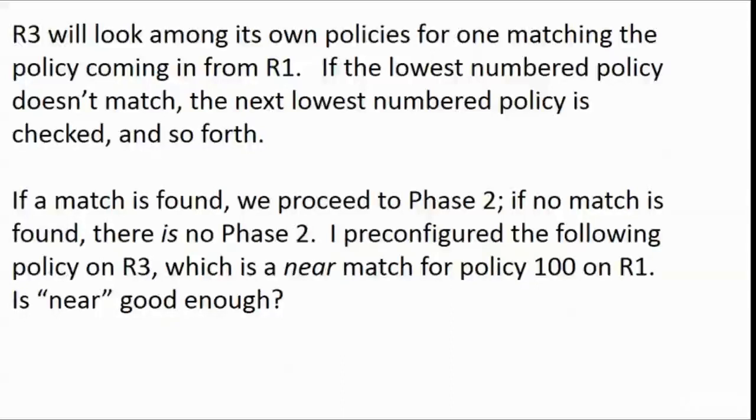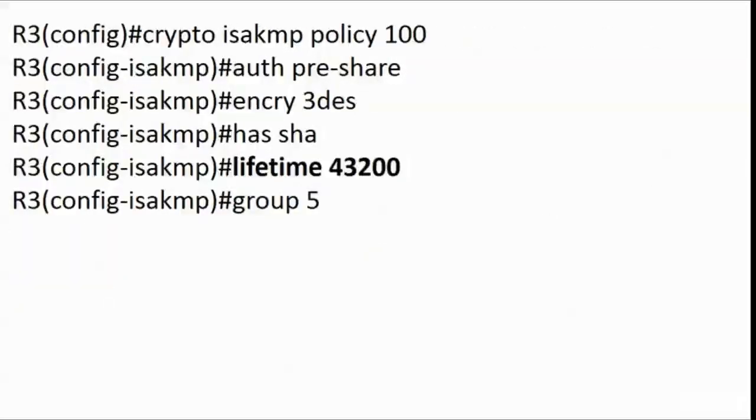Now, I'm going to show you on the board the config that I put on Router 3, and I gave you a couple of huge hints here. First, I italicized near, because it's a near match for policy 100 on Router 1, the one we just wrote. Is near going to be good enough? And I know you could spot it on your own, but I even bolded the one that's different. So authentication, encryption, hash, group, those are all exact matches for policy 100 over on Router 1. What about this lifetime though? I set that to actually half, 43,200 seconds.